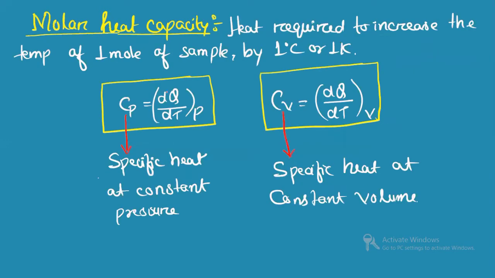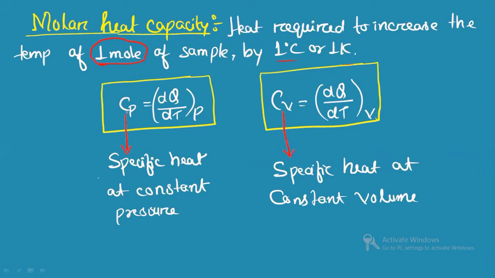Next, let's see what the molar heat capacity is. So molar heat capacity is also the amount of heat required to increase the temperature by 1 degree Celsius or 1 Kelvin, but this time the sample must be how much? 1 mole. It is the amount of heat required to increase the temperature of 1 mole of sample by 1 degree Celsius or 1 Kelvin.